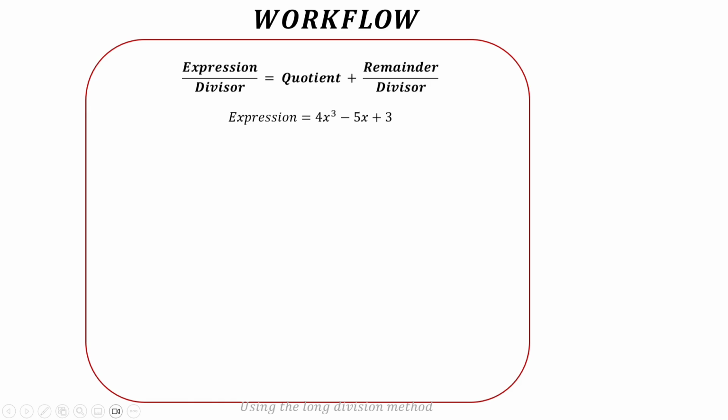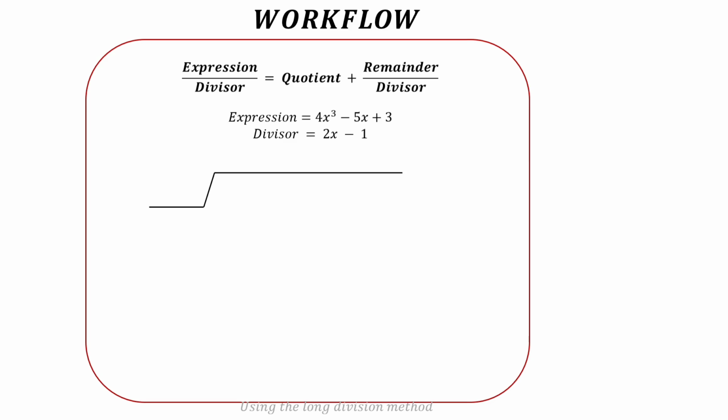Basically, this is the expression we have, or the dividend, and this is our divisor. So if we have this expression all over 2x minus 1, we can write it as the quotient, which is what we get by dividing this expression by 2x minus 1, plus the remainder over the divisor. Okay, so let's perform the long division method.